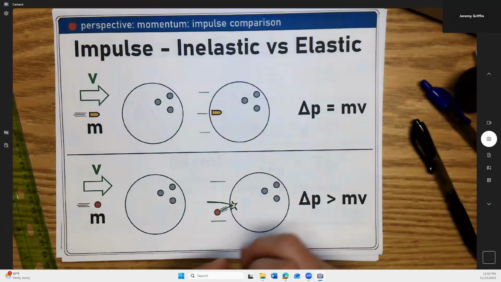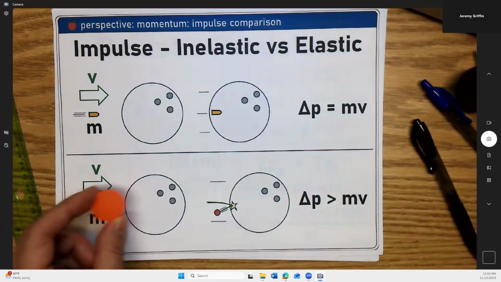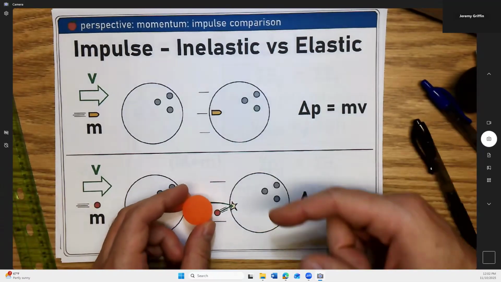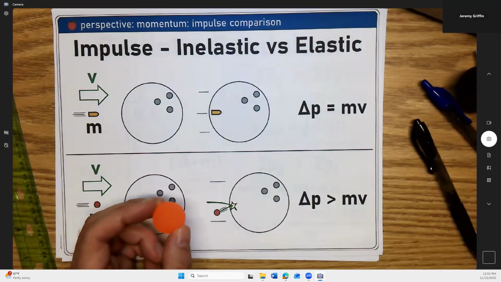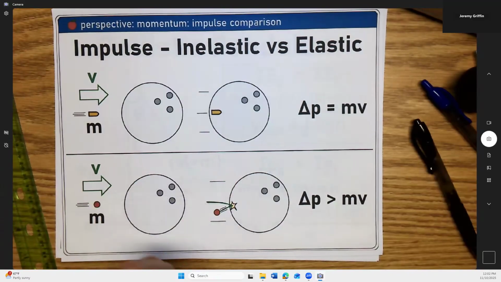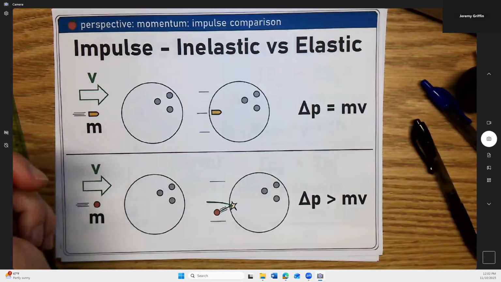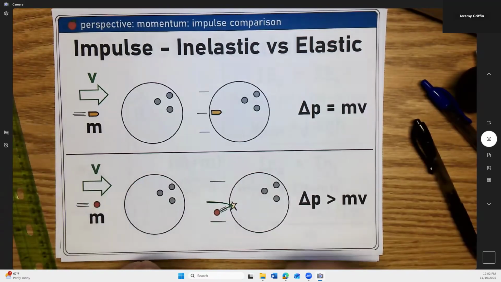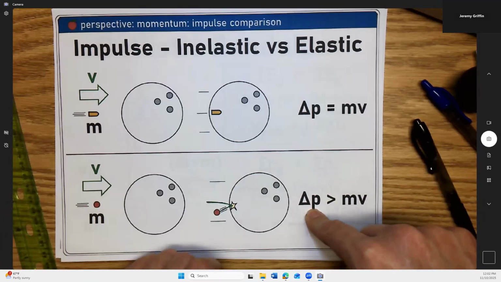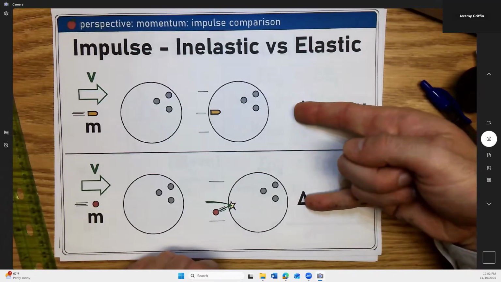But if it bounces off, suppose it comes in with 10 units of momentum, then it bounces off the other way with like 7 units of momentum to the left. What's the difference between 10 to the right and 7 to the left? And don't say 3. 17. You guys get that? So how much momentum was just transferred into the bowling ball? 17 units, which is almost twice as much as the original case.